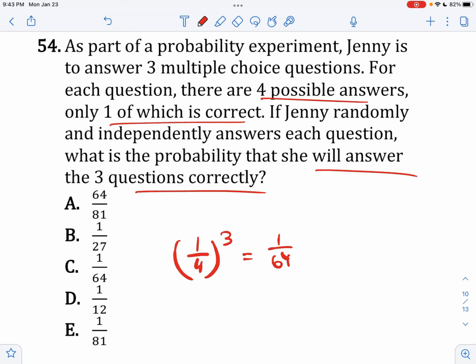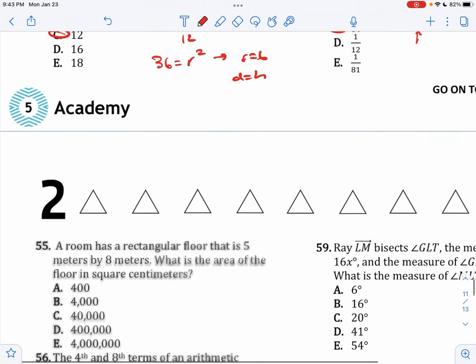Okay, 3 multiple choice questions, 4 possible answers. Yep, so it's the probability of each question multiplied by itself that many times over. So there's only one possibility out of 64.